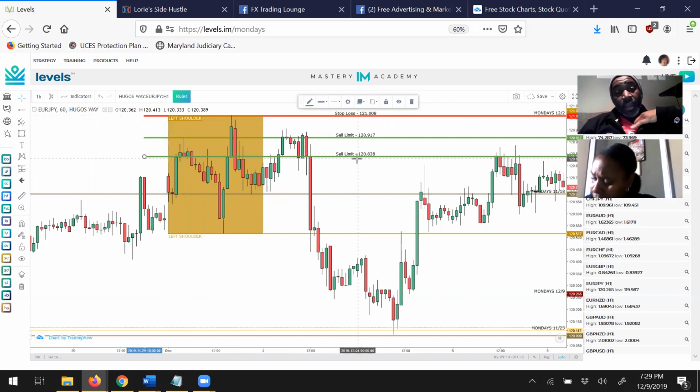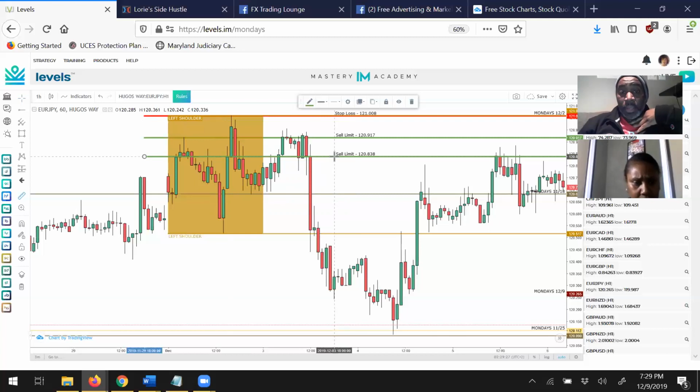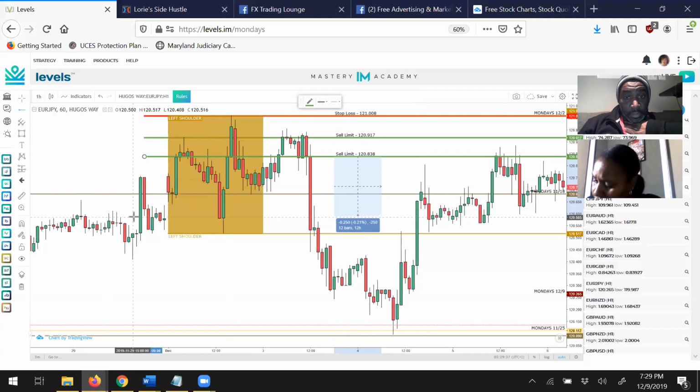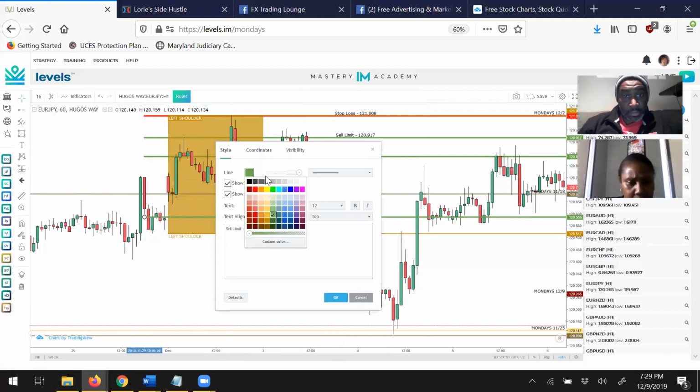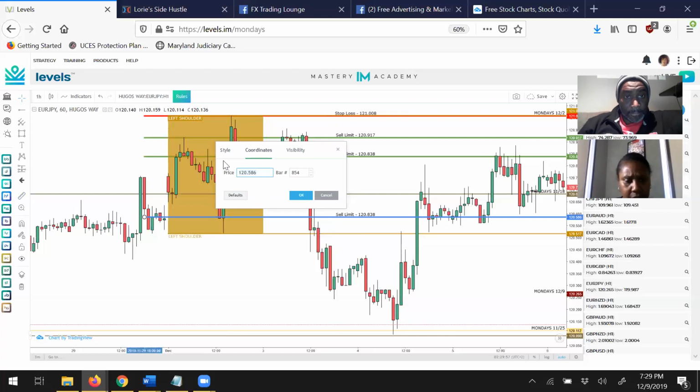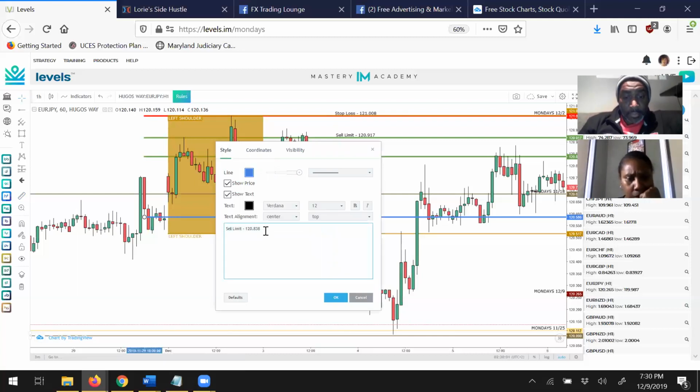Now, after I do that, what I do is I come over here, grab my measuring tool, and then from the bottom of that candle, at the low, I just measure out 25 pips right there. And then I grab a horizontal line, and I put it directly at the base of that. And I set this, and that's going to be the take profit.